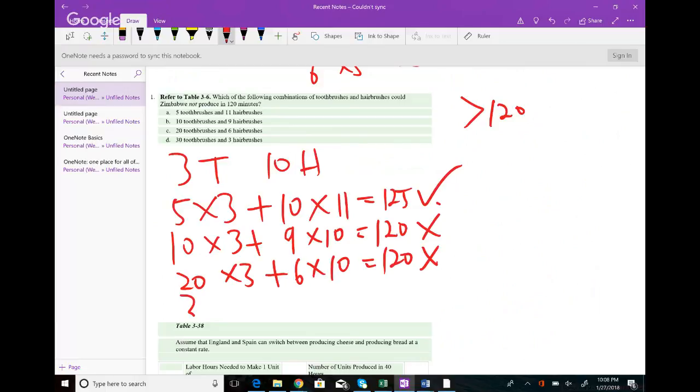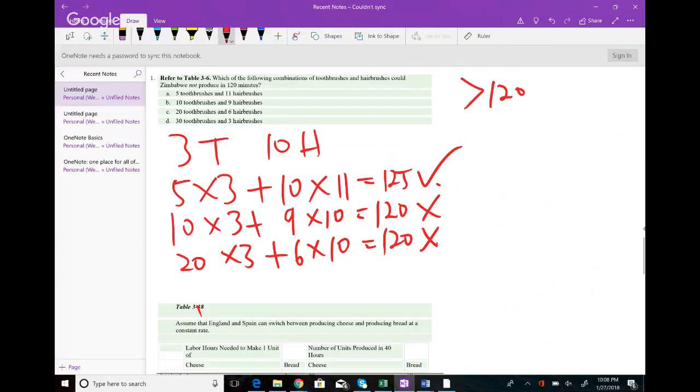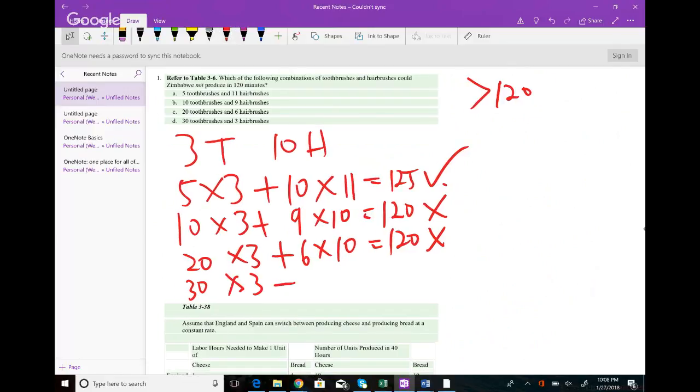And the next one's 30. Let me write this. So 30 toothbrush, 3 minutes each, plus 3 hairbrush, 10 minutes each, that's also 120. So that is also possible. So the only right answer we have is going to be A. Okay, that's the only one that requires more than 120 minutes.